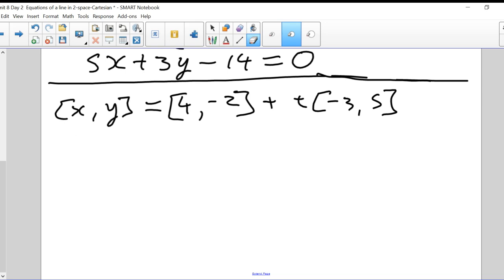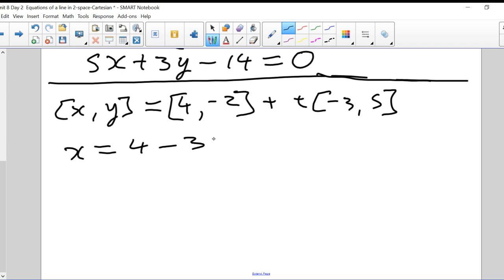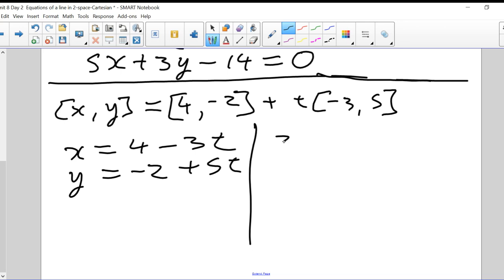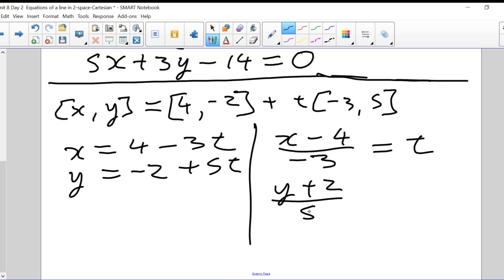So x is equal to 4 minus 3t. y is equal to minus 2 plus 5t. Okay, please stop me if at any point this isn't making sense. All right, so I'm going to isolate my t now. So I'm going to say that (x minus 4) divided by minus 3 is equal to t. And I'm going to do (y plus 2) divided by 5 is also equal to t.